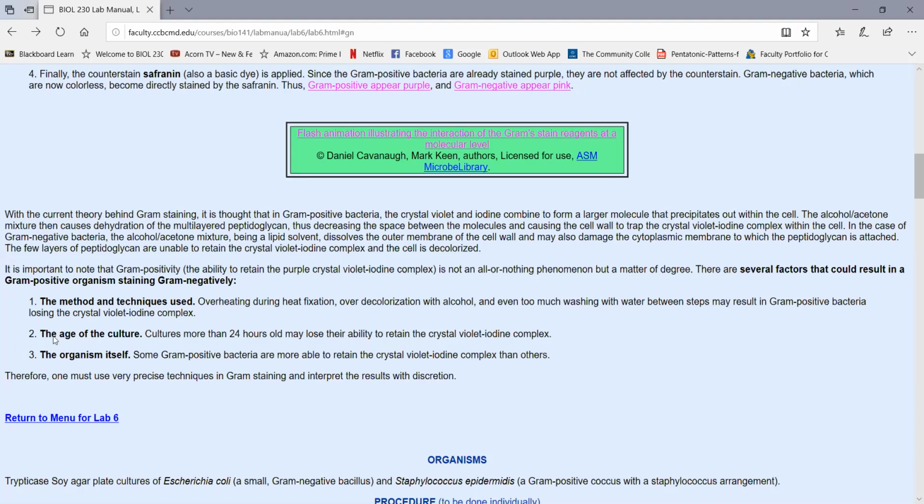Another thing we have to watch is the age of the culture. As the cells use up all the nutrients and waste products accumulate, that can start to damage the cell wall. So cultures more than 24 hours old may lose their ability to retain the crystal violet iodine complex if they're gram positive. So we're always providing you with fresh cultures that are less than 24 hours old. And even the organism itself, there are some gram positives that retain the crystal violet iodine complex better than other gram positives, but the ones we're using today should work fairly well. But we do have to use very precise techniques and pay attention to what we're doing.